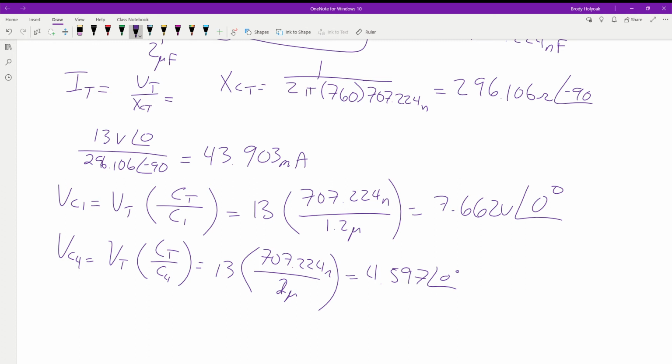That's still within the tolerance. Reactances? Yeah, no, you're good, as long as you're within your 5% tolerance.